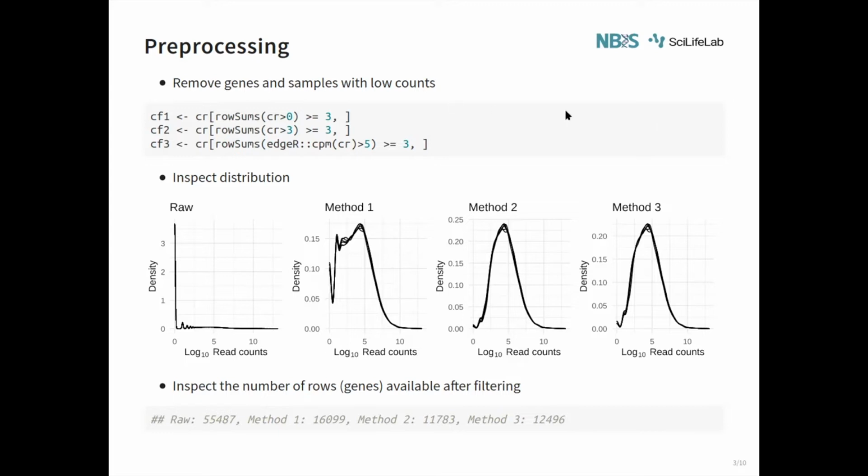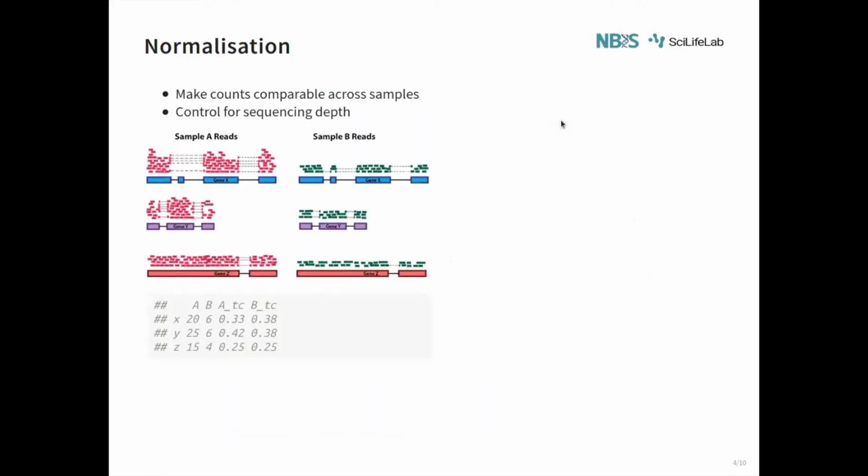Okay, so once you have your filtered counts, then we can go to the next step. I will talk a bit about normalization and the different kinds of normalization, what they are for and what they do. And then we will talk about the practical aspects of normalization. So this is just a bit of theory here.